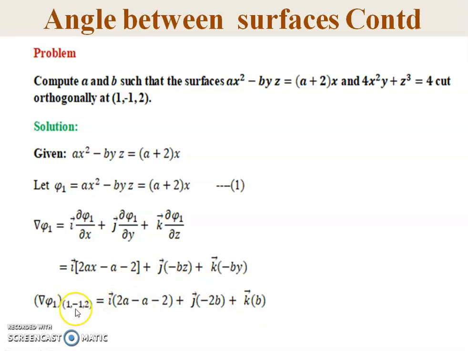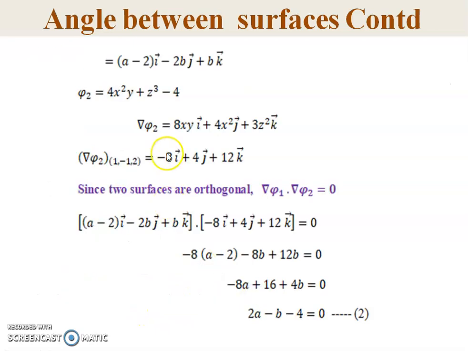At the point (1, −1, 2), put x equal to 1, y equal to −1, z equal to 2 here. We get this vector. Okay, after simplification, 2a − a becomes a, so we get (a − 2)i vector − 2b j vector + b k vector.